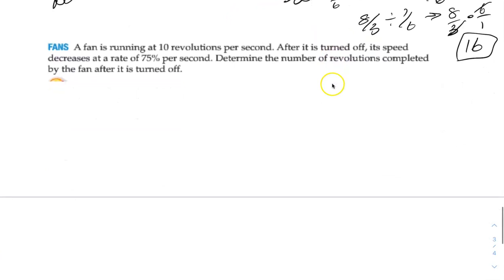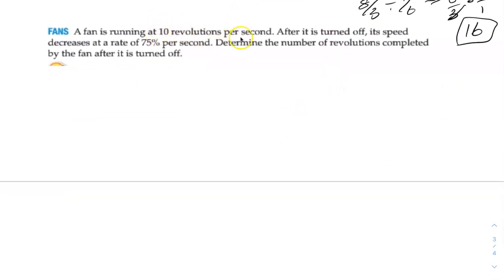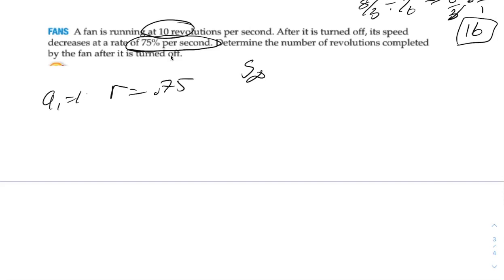Okay. Last one. A fan is running at 10 revolutions per second. When it is turned off, its speed decreases at a rate of 0.75 per second. Determine the number of revolutions completed by the fan after it's turned off. So this is asking for an infinite sum, where your R is how much you're keeping, 75% per second, so your R is 0.75, and we're starting at 10. That's what's going on here. You're starting at 10 revolutions per second, and you're only keeping 75% of that rate.